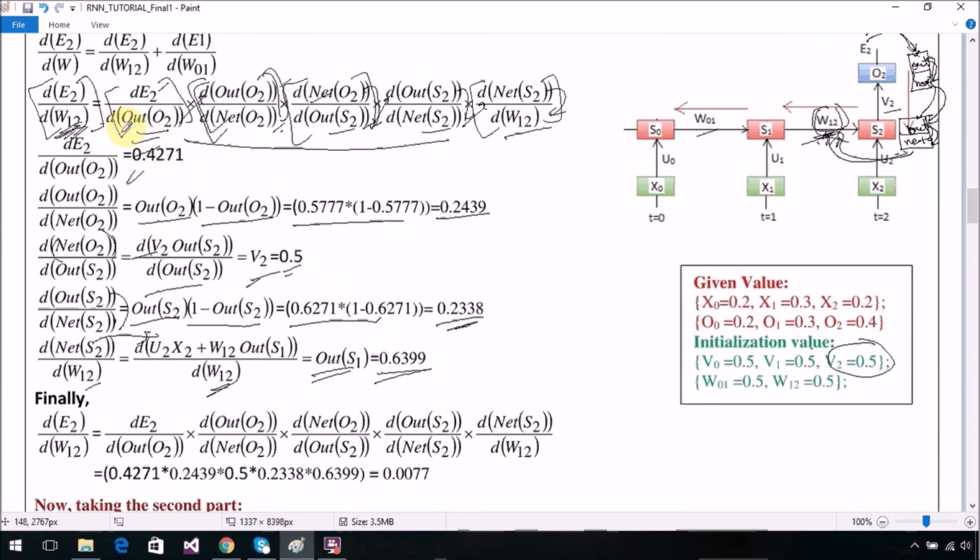So finally we can get the partial derivative of E2 with respect to W12. By putting all these values we can get 0.0077.